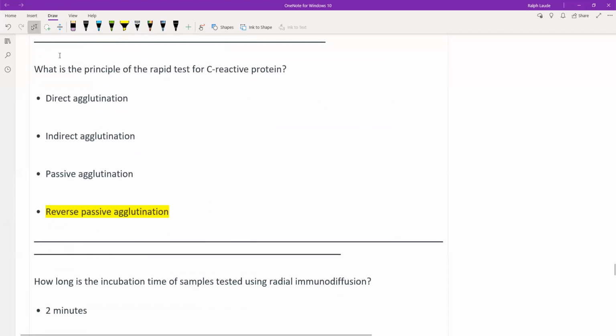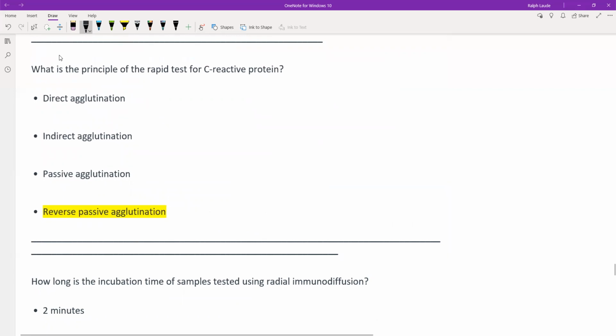What is the principle of the rapid test for C-reactive protein? That is reverse passive agglutination. Not direct, because direct agglutination makes use of antigens that are carried by particles in which they are naturally found. Indirect, the antigens are incorporated in particles that they are not usually found. So in this case, it is latex particles, the most common.